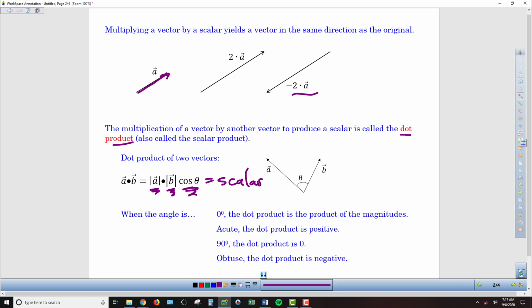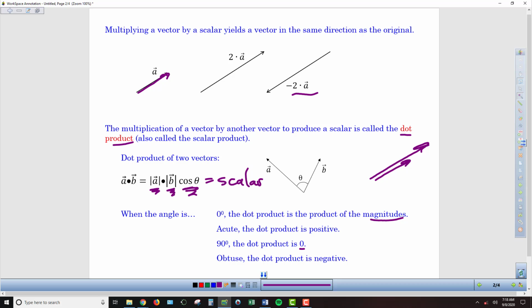But what we can tell from this formula here is that if the angle between two vectors is 0, so let's say the two vectors are oriented in the same direction, then the dot product is going to be just the product of the magnitudes of the two vectors, because the cosine of 0 is 1. If the angle between them is acute, it means the dot product is just going to be some positive number, because cosine is positive in the first quadrant.